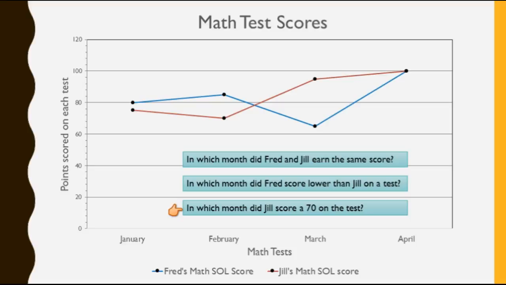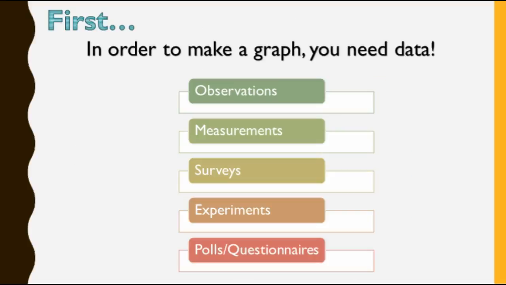In which month did Jill score a 70 on the test? Okay, so Jill is the red. And let's find where 70 is. This is 60 and this is 80. So someplace in the middle would be 70. That's too high. That is right in the right spot. So this is when Jill scored a 70. And that was in February.